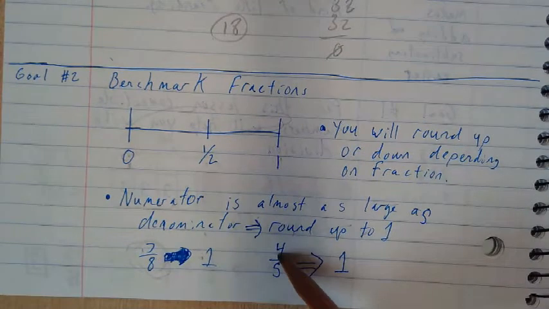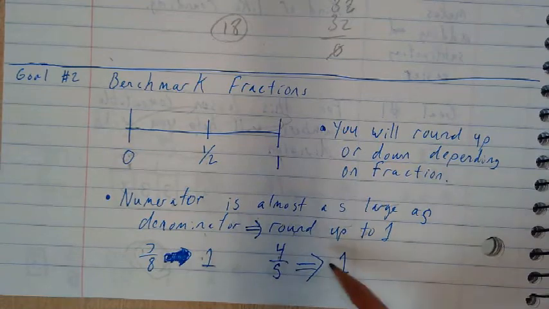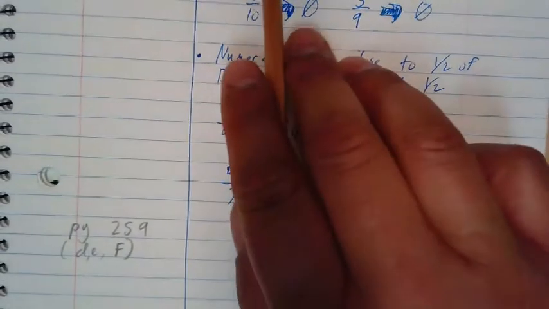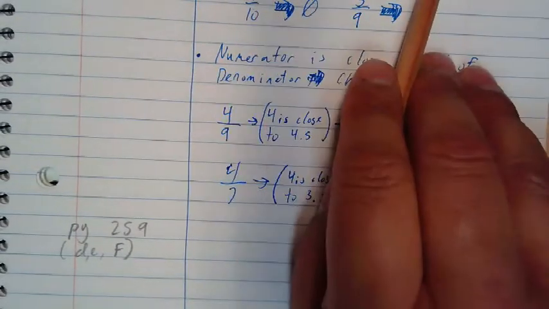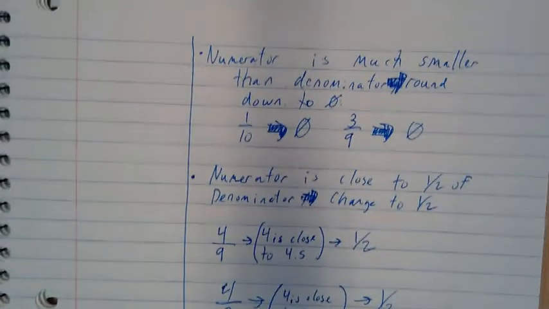Same thing with 4/5. 4 is only 1 away from the 5. So hopefully you can see it's pretty close to 1 as well. All right, other conditions you have to think about. When the numerator is much smaller than the denominator, you round down to 0. Okay? There it is, what I'm looking at right here.